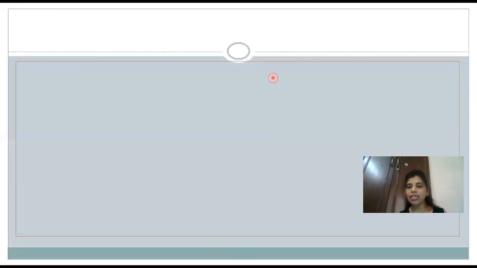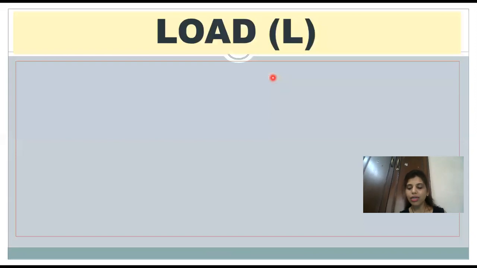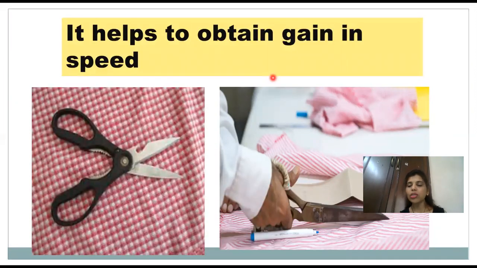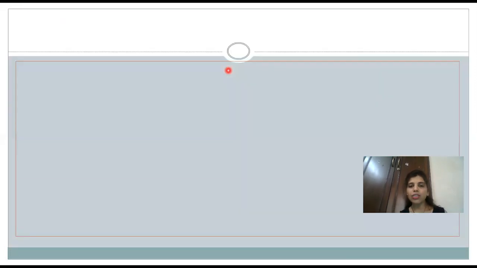So it acts as a force multiplier, because if it is decreasing your effort, it acts as a force multiplier. And if the simple machine is helping you to do that particular work in less time, then it is gain in speed. So these are the four uses of simple machine which you have to learn. It's very important from scope point of view also. Okay, so make a note of it in your textbook. After that, we go to the next point.